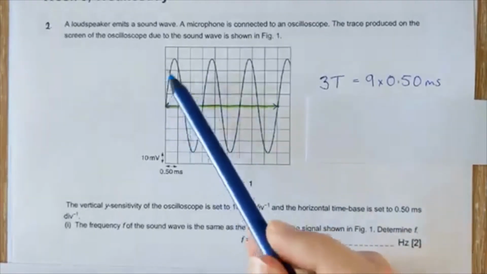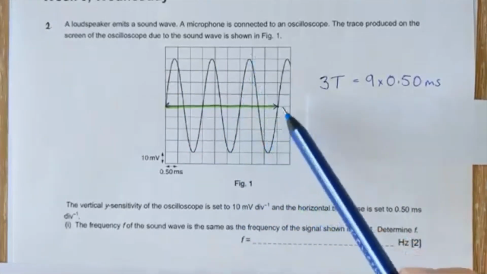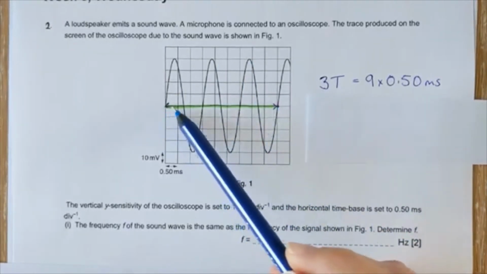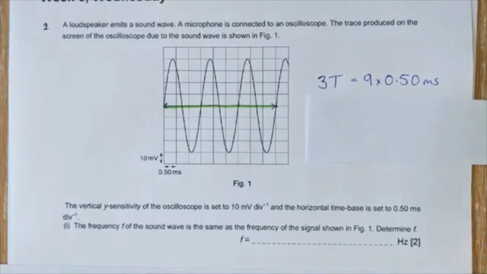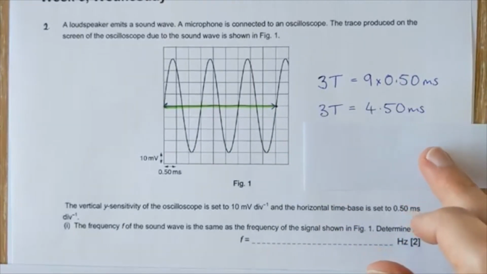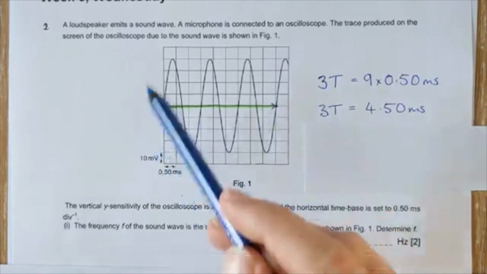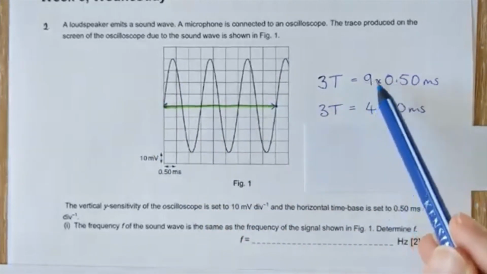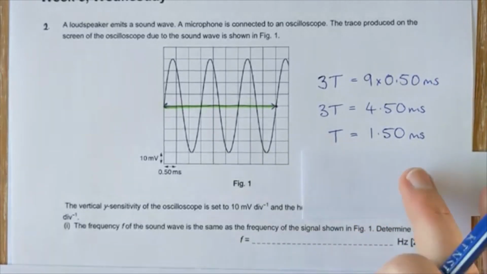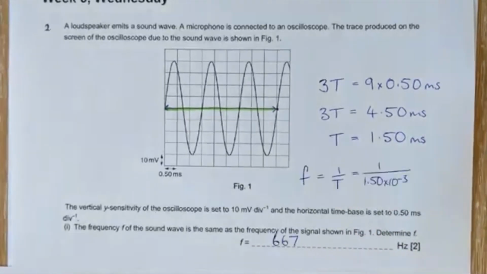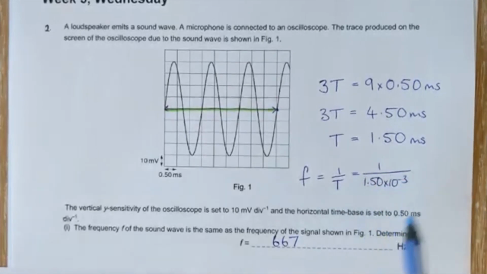Okay, so I've got 1, 2, 3 complete waves there with 9 squares, and each square is 0.50 milliseconds. So that means that 3T is equal to that. Three time periods is equal to 9 squares, and then we get the time period is 0.50 milliseconds, which to 3 sig fig comes out as 667 Hertz.